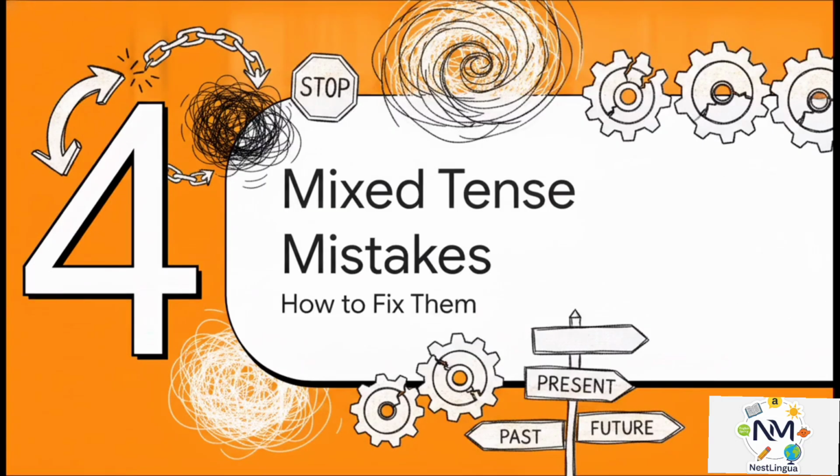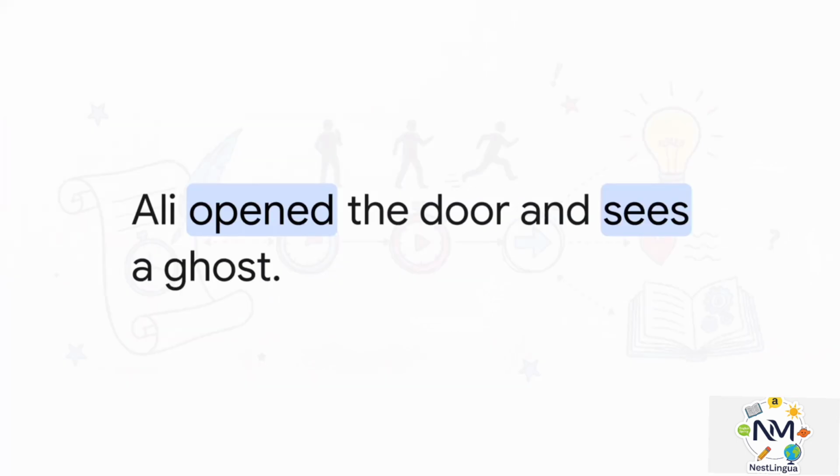Section 4. Fixing mixed tense mistakes. Now that we know the power of tenses, we really need to avoid a super common trap in creative writing. Big mistake alert. Listen to this sentence. Ali opens the door and saw a ghost. Oh no! Did Ali open the door yesterday or today? Mixing tenses in the exact same sentence confuses your reader completely.